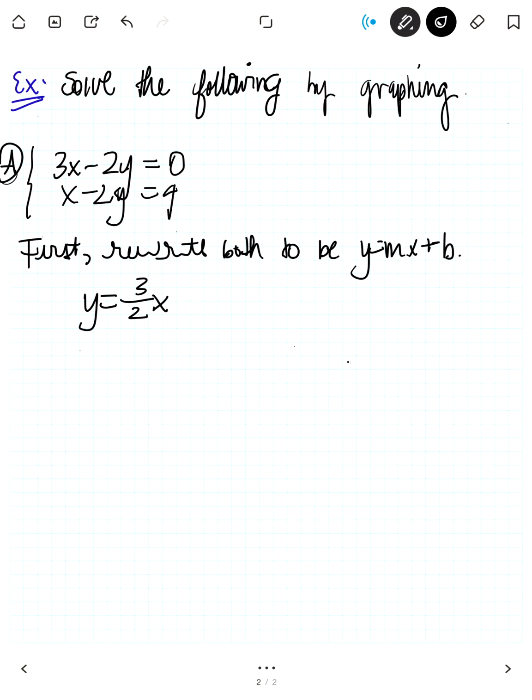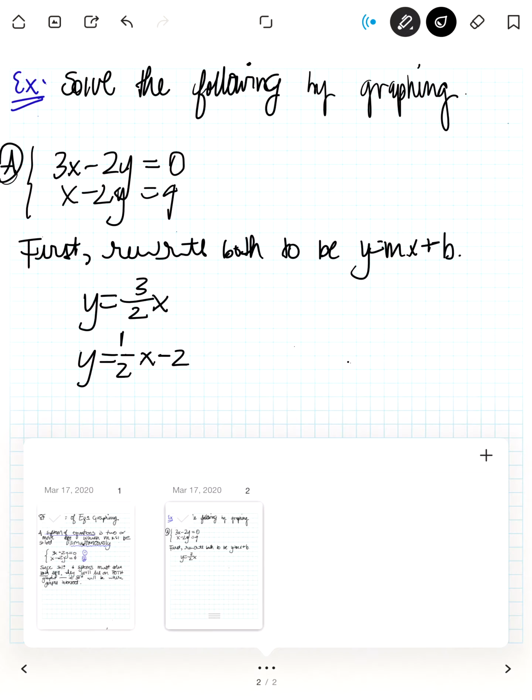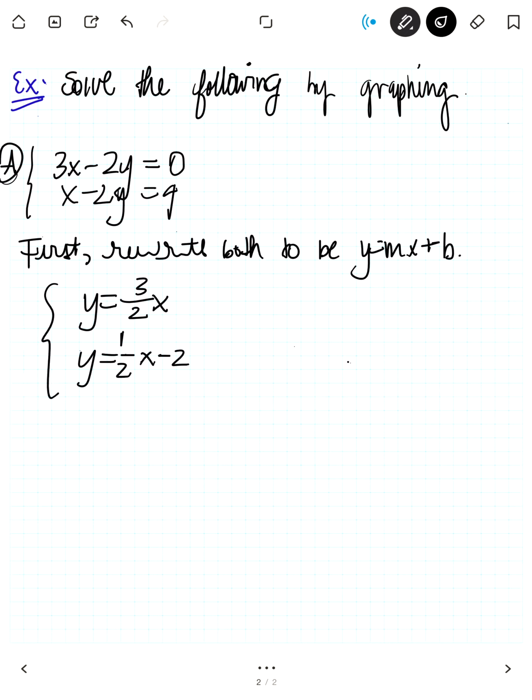For the other one, I need to subtract x and divide by negative 2 again. So this one is going to be 1/2 x. Subtract x gives me minus x, divide by negative 2 gives me positive 1 over 2. 4 divided by negative 2 is negative 2. All right, so this is really the system that I'm going to be graphing. So I'm going to label these 1 and 2.